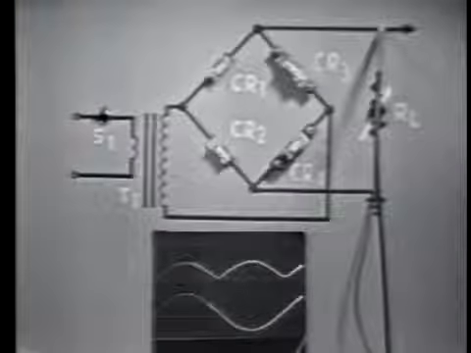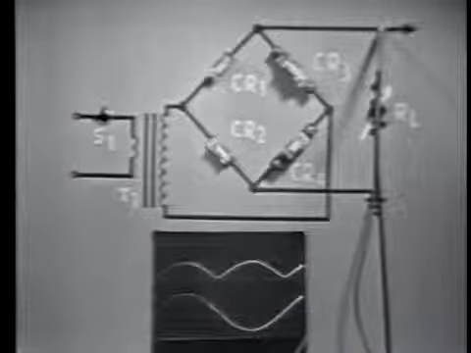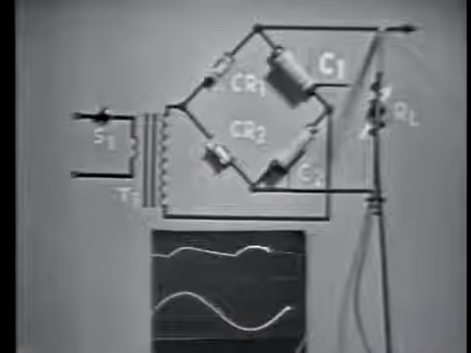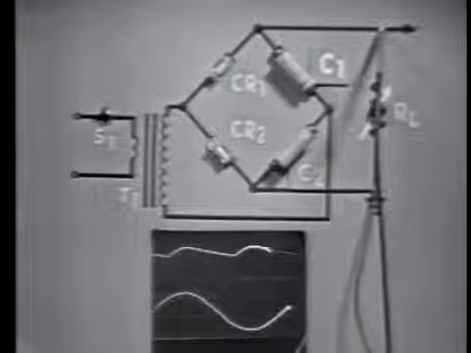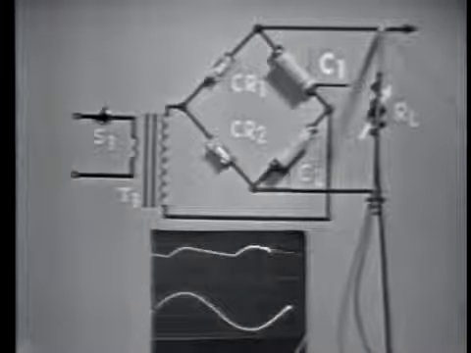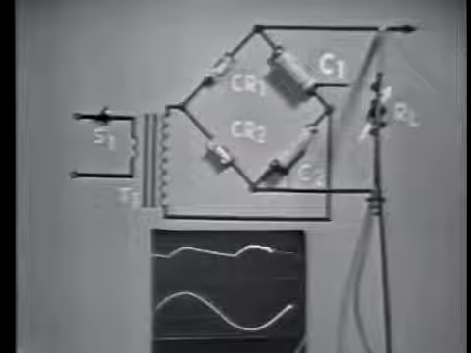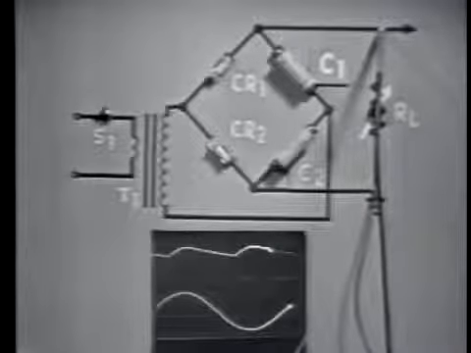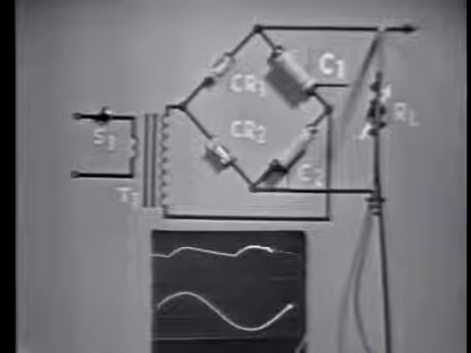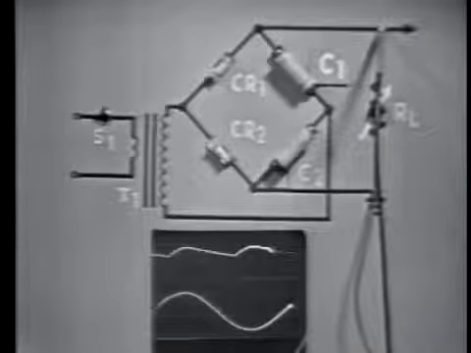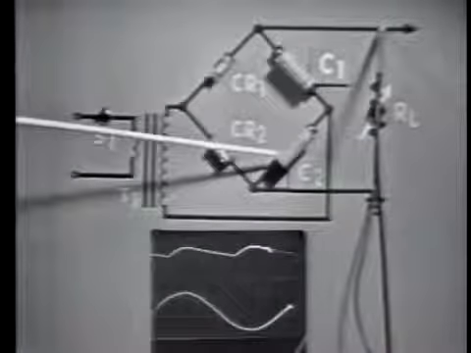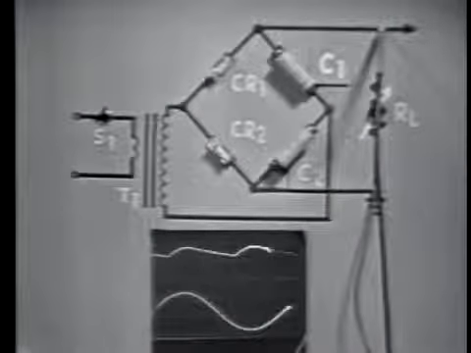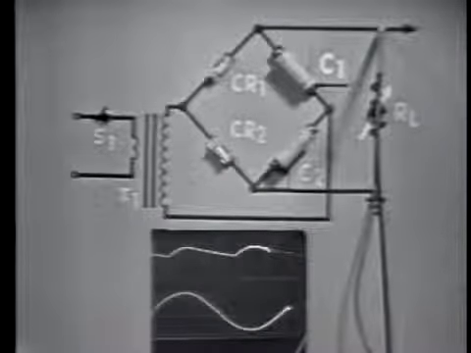Okay, now let's change this circuit slightly. We've removed CR3 and CR4 from the bridge circuit and substituted 2 capacitors. Notice that the peak output voltage of the circuit has increased to nearly twice that of the bridge. So what we've accomplished by placing these 2 capacitors in series, at C1 and C2, is change the operation of the circuit from a bridge rectifier to a voltage doubler.